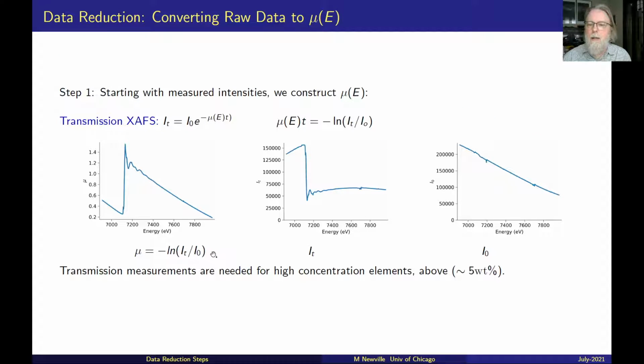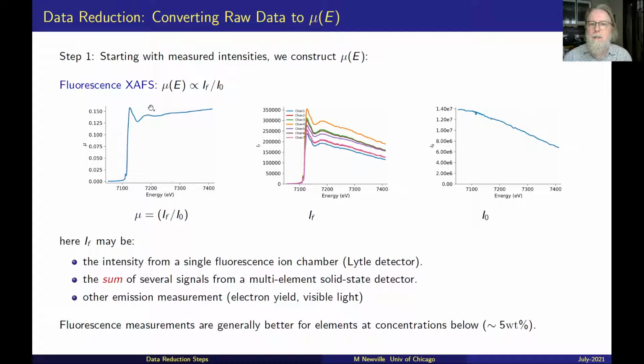For fluorescence data, the situation can be slightly more complicated. Actually, in some ways, it's easier. Mu, we'll just say, is proportional to some emission channel fluorescence, IF over I0. That could come from many different sources. There may be many different detectors, so there may be multi-element detectors, as is shown here, where multiple channels are measuring the fluorescence simultaneously.